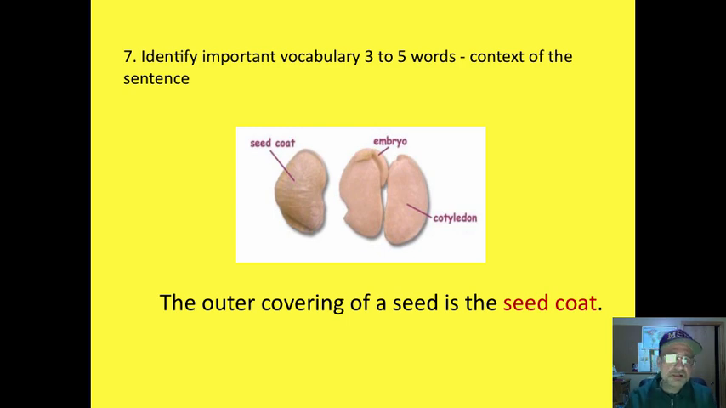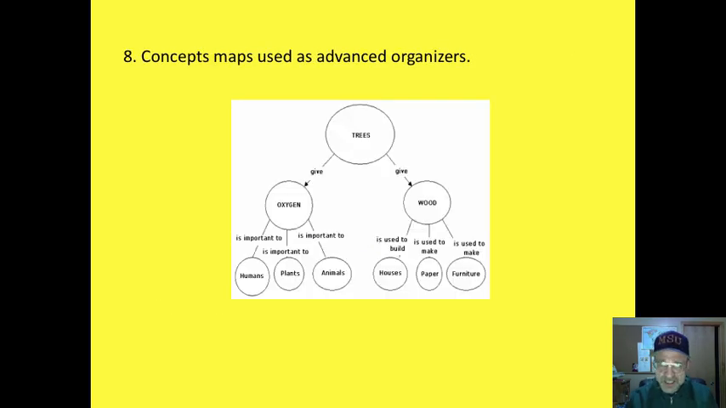When presenting vocabulary, you always want to present new vocabulary in the context of the sentence. And a diagram is good also for identifying and teaching vocabulary words. We have to encounter a word like 40 times before it gets into our sight word vocabulary.